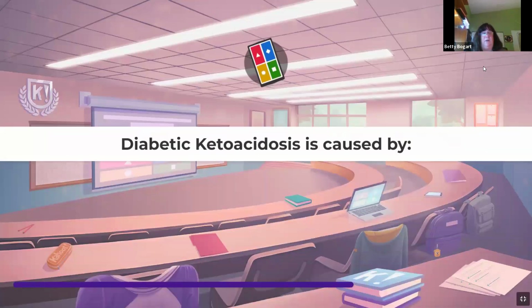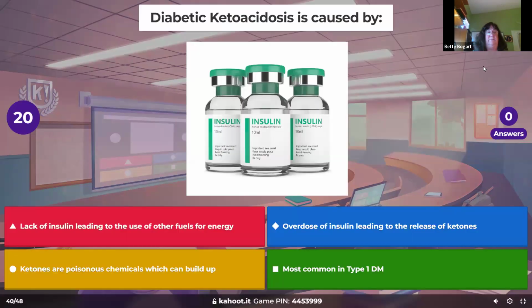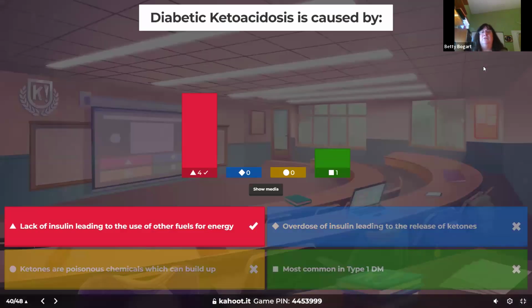Diabetic ketoacidosis is caused by what? So remember, you don't have insulin, you can't use sugar. Your body says, oh, I'm really hungry. What am I going to do? It says, let me go to what's left, protein and fats. Okay. And then there's byproducts from all of it.